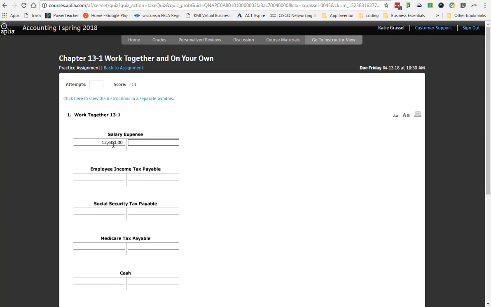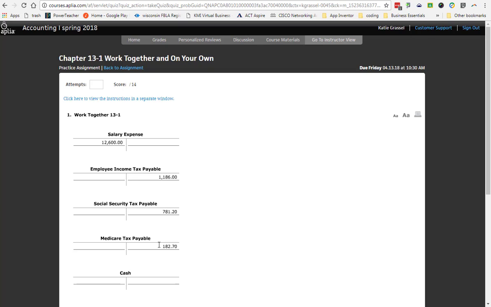Now, we have a heading on our payroll register that says federal income tax withheld. We do not have an account called federal income tax withheld payable. We do have an account called employee income tax payable. So you need to know that federal income tax withheld goes to the account employee income tax payable. So let's go ahead and put a credit here of $1,186. Social Security is going to be credited for $781.20, and Medicare is going to be credited for $182.70.